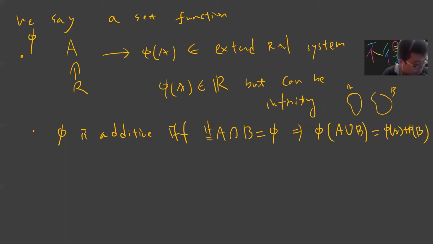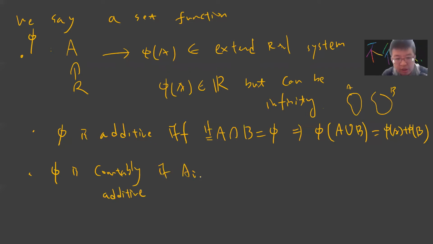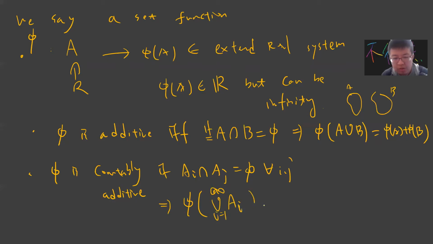Also there's an adjective called phi is countably additive. Countably additive means that if Ai intersection Aj is trivial, it's empty for every i and j. Basically, you can take a countable family of these, from 1 to infinity, and take phi of the union to be the summation.